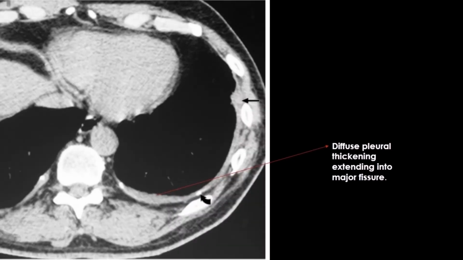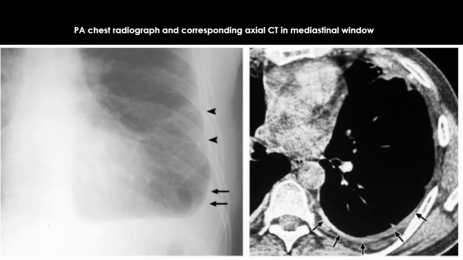An axial CT chest mediastinal window in a patient with asbestos exposure, where you can find diffuse pleural thickening noted along the posterolateral aspect of the pleura, together with the thickening extending into the major fissure. This is a chest X-ray PA view in a patient with asbestos exposure, together with the corresponding axial CT in the mediastinal window, showing blunting of the left CP angle, which corresponds to the pleural thickening on the axial CT.